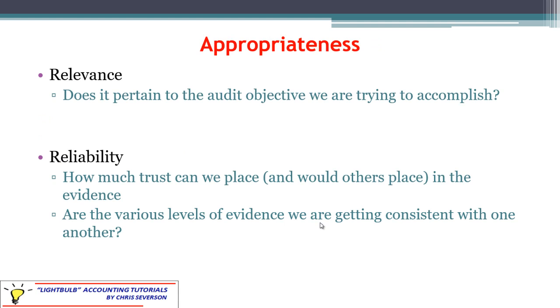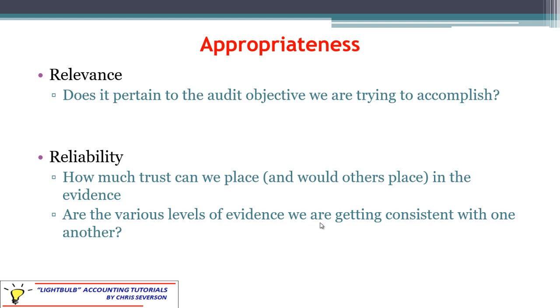So now let's talk about the appropriateness aspect of all of this. This gets to relevance and reliability. So again, with relevance, does this pertain to the audit objective we're trying to accomplish? Or does it pertain to what we're trying to prove? If it doesn't relate to what we're trying to review, then it's just wasting our time even looking at it.